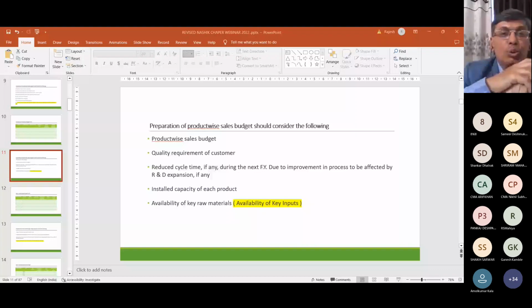Here also the last 2 years per metric ton consumption, or last 3 years per metric ton consumption, should be compared. If any process improvement is effected, which may lead to reduced consumption of the raw material, that also needs to be incorporated. Sometimes superior quality of raw material is also envisaged by the department. Then because of the superior quality, the per metric ton consumption or per unit consumption will come down. So that should get reflected in the budget.